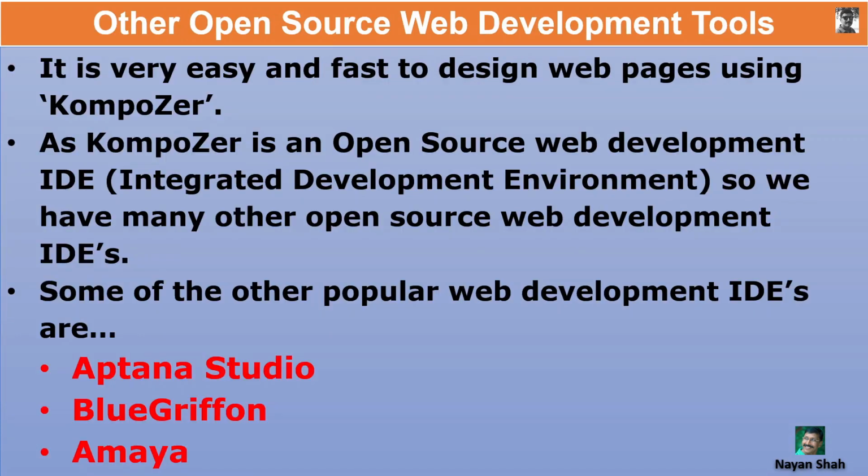Next topic, and the last topic of chapter 3, is other open source web development tools. As you know, we already had an introduction of KompoZer, and we also saw how we can use KompoZer for creating a simple web page. You know that it is very easy and fast to design web pages using KompoZer because we don't need to write HTML code or CSS code. They are written automatically by KompoZer. We just decide the menu options and other things. We do everything in the design tab, and the code is automatically written by KompoZer.